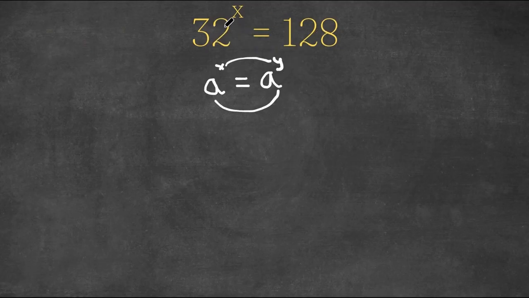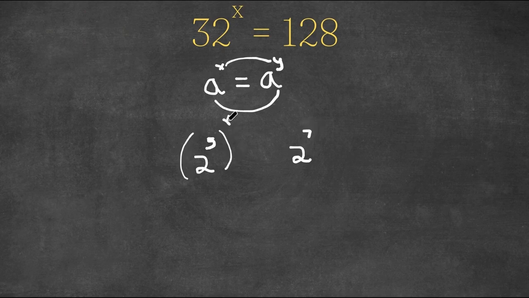Well, a common base for these two would be 2, right? Because 32 is 2 to the power of 5, and 128 is 2 to the power of 7. And 2 to the power of 5 would be to the power of x, because we're replacing 32 with 2 to the power of 5. And this is equal to 2 to the power of 7.